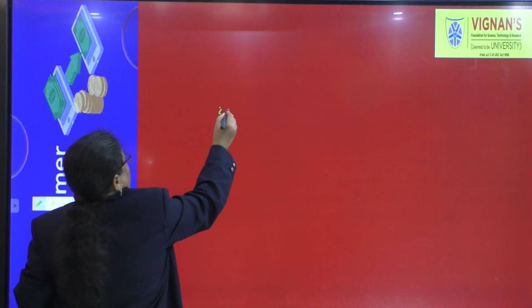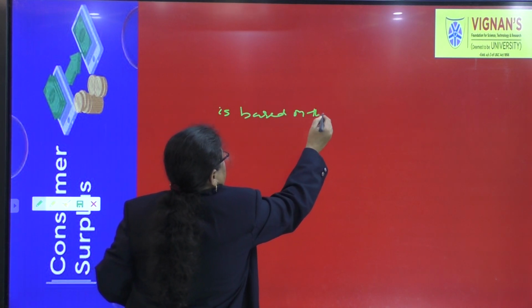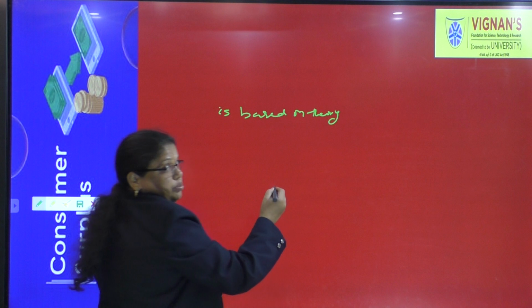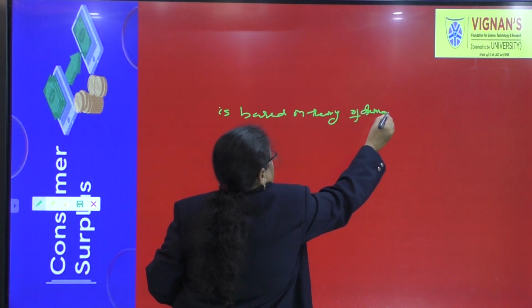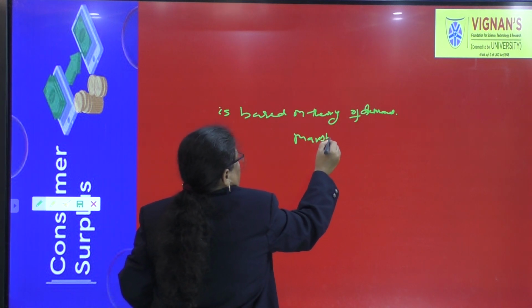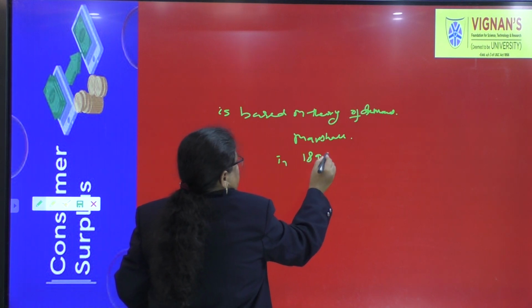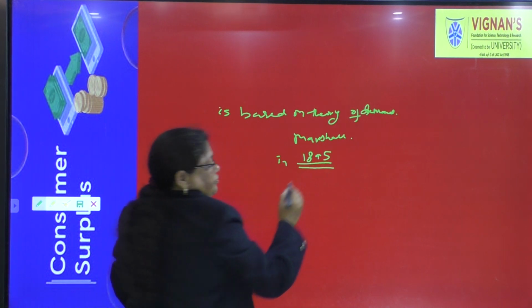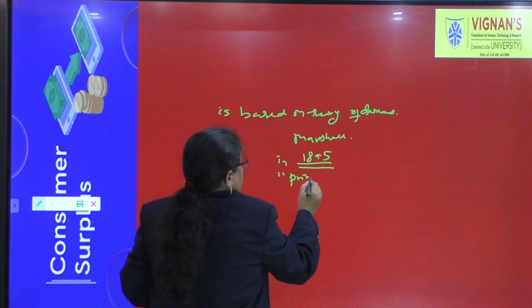Consumer surplus is based on the theory of demand by Marshall in 1895 in his publication Principles of Economics.